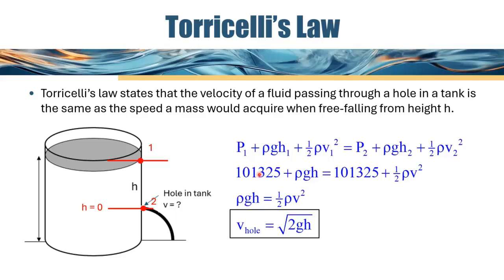You can see from the equation that the 101,325, the air pressure, is going to cancel because it's on both sides of the equal sign. That leaves rho gh equals 1/2 rho v squared, and the density of the fluid is going to cancel. The velocity of the fluid coming out of the hole is then equal to the square root of 2gh, where h is the height of the fluid that is above the hole. We can use this little shortcut to always calculate the velocity of the fluid coming out of the hole, but you do need to be able to derive the equation in order to use it.